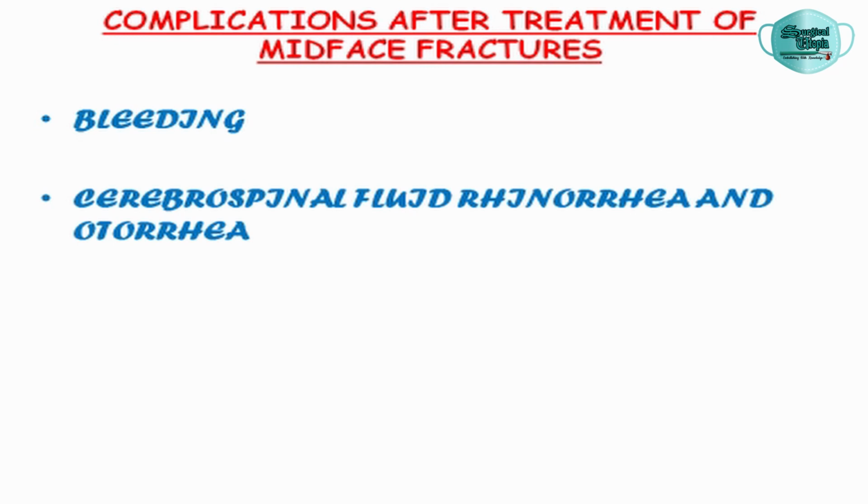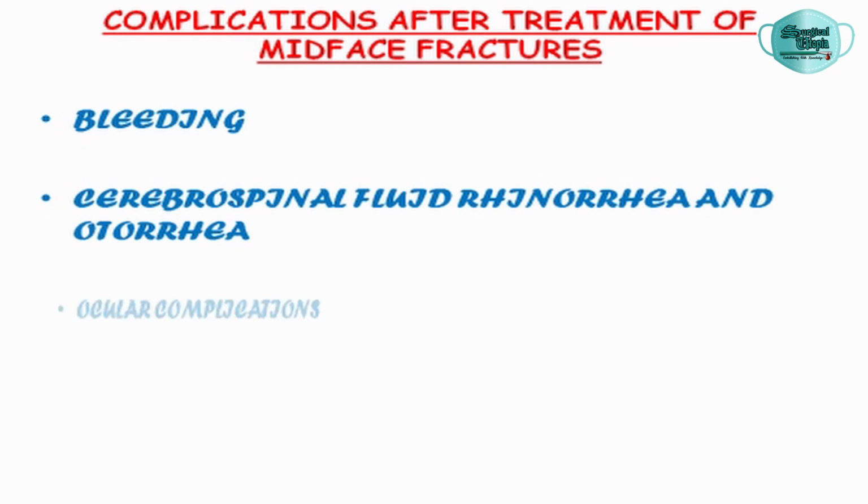The second one is cerebrospinal fluid rhinorrhea or otorrhea, which may be present. This is due to the disruption of the lateral cribriform plate. It also results from disruption of the sphenoidal, ethmoidal and frontal sinuses.